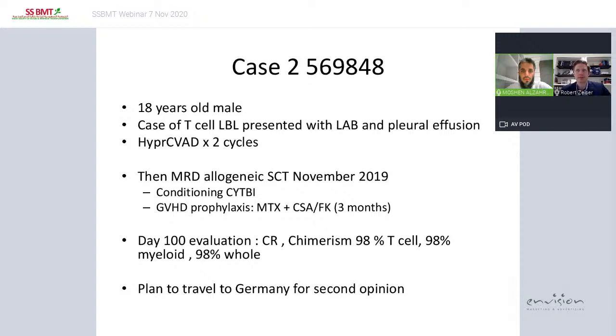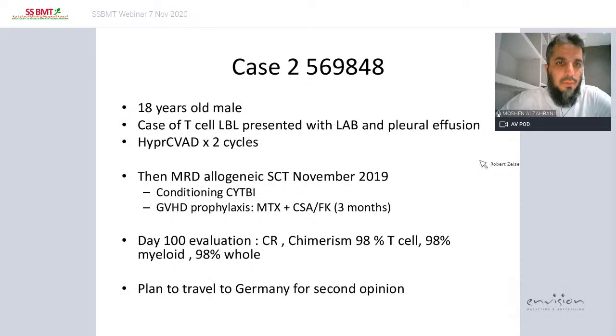So this case is an 18-year-old male, a case of T-cell lymphoblastic lymphoma presenting with lymphadenopathy and pleural effusion. He was treated with hyper-CVAD for two cycles, then proceeded to a match-related donor allogeneic stem cell transplant in November 2019, almost 1 year ago. Conditioning was with Cy-TBI.